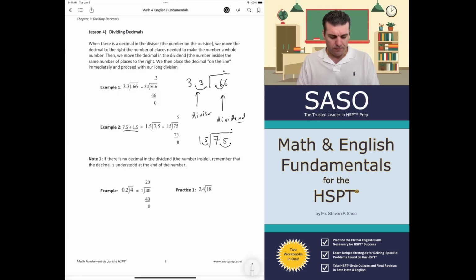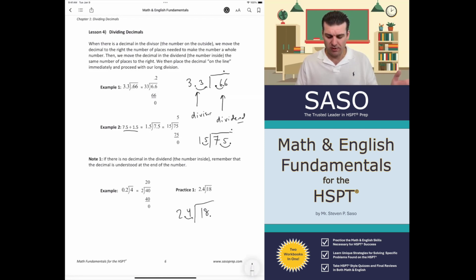All right, let's look at note 1 here, and then we'll do a practice problem together. If there is no decimal in the dividend, the number inside, the number at the end, remember that the decimal is understood at the end of the number. So in practice number 1, let me rewrite it here. Let me do 18 divided by 2.4. So 2.4 is our divisor, and we do need to move that over one place to the right to make it a whole number. And then we go to the dividend. If there is no decimal, in this case, it is at the end of the number. So the 18, the decimal is going to be after the 8 there.